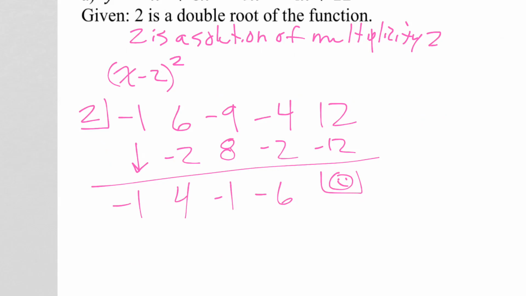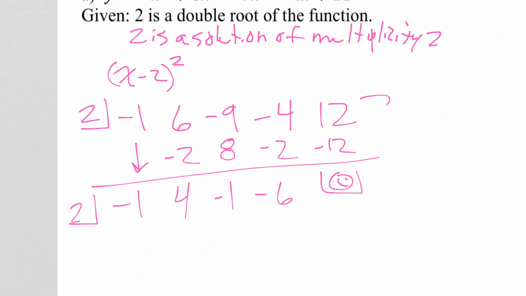Now, this represents the polynomial negative x cubed plus 4x squared minus x minus 6. Wait, let's go back. There you go. It is building up in powers of x as you move to the left. But we don't actually even care about that at this point because we know that 2 was a double root, which means I can now divide this again.